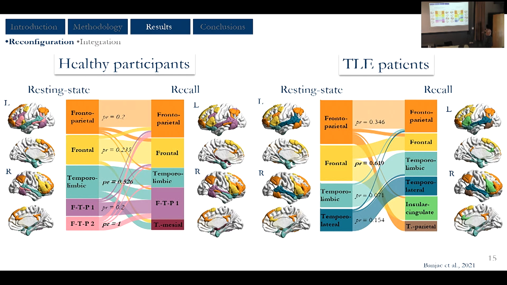What we also saw was that this temporal limbic region had a reduced reconfiguration, or reduced flexibility. And what was also interesting, we looked at the distance between regions within a module, and we found that during the recall task, patients had smaller distances between regions, meaning that their modules were more closely together.